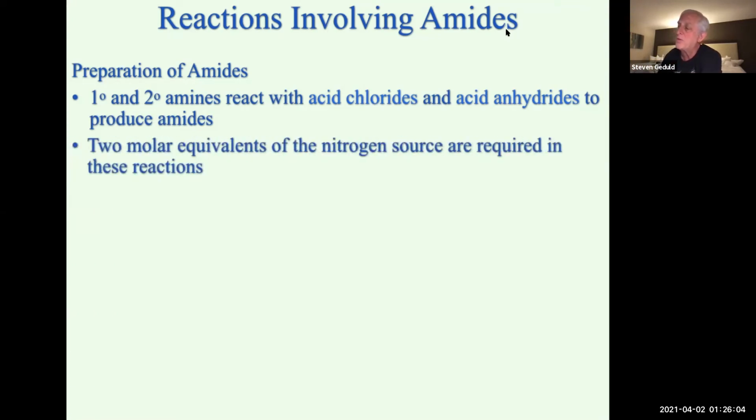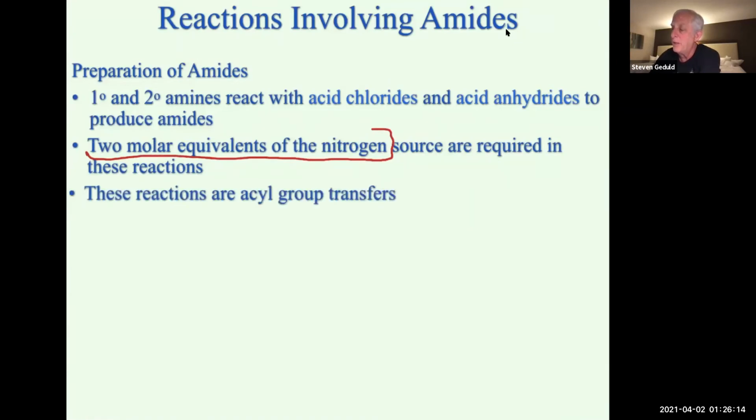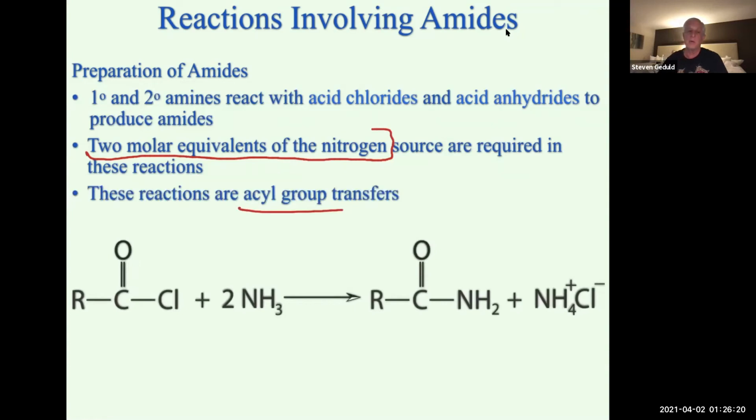And 2 molar equivalents of the nitrogen source are required. So you can make the amide and you can have a byproduct of it. You need 2 mole equivalents of your nitrogen source in the reaction. It's an acyl group transfer. You're transferring an R group from one to another. And here's the basic reaction. Here's your acid chloride. Remember how we made those? And then 2 of your amines, a primary or secondary amine.